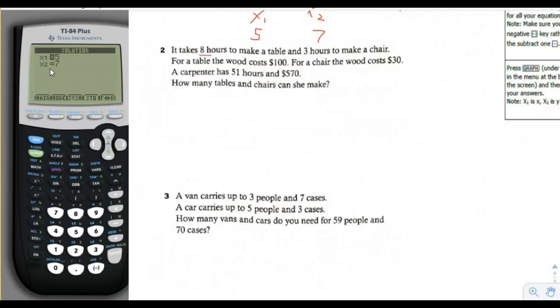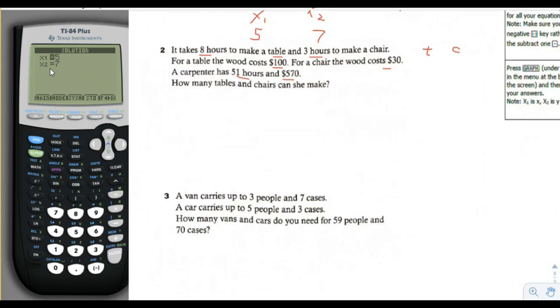It takes 8 hours to make a table, and it takes 3 hours to make a chair. For a table, the wood costs $100. For a chair, the wood costs $30. Let's use the variables t and c for the number of tables and the number of chairs. A carpenter has 51 hours and $570. How many tables and chairs can she make?